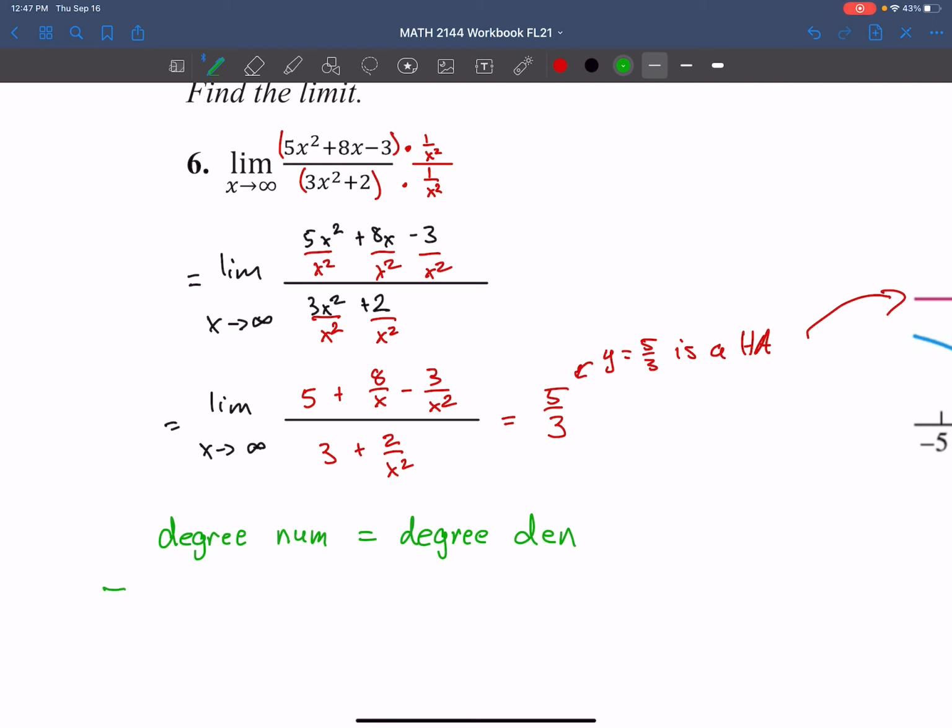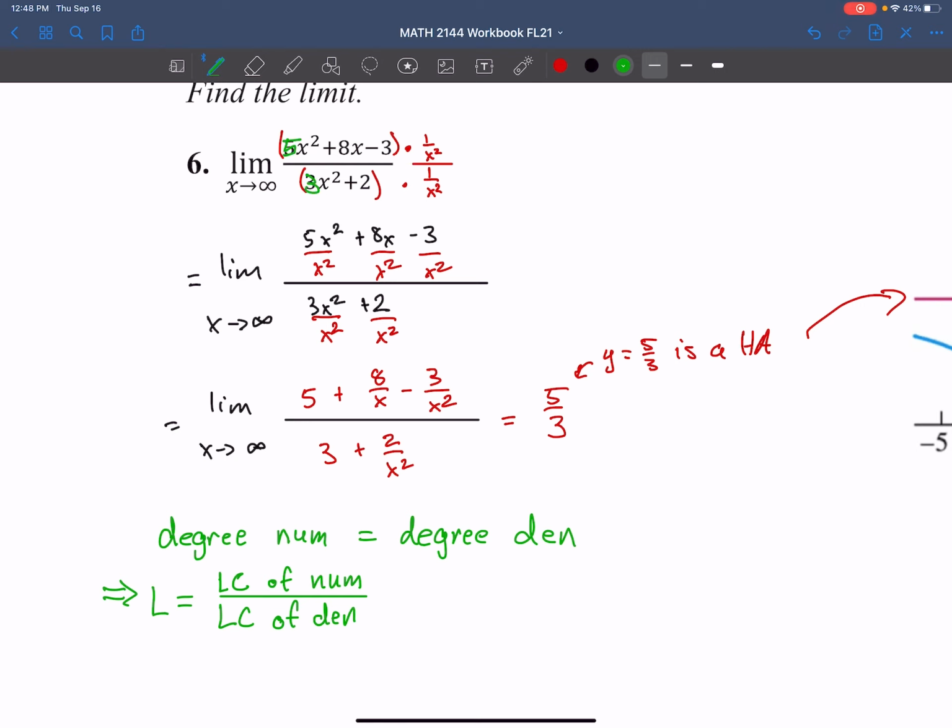If you had that case, remember that all you need to do to figure out the horizontal asymptote, or the limit, is take the leading coefficient of the numerator divided by the leading coefficient of the denominator. Notice, what is the leading coefficient?